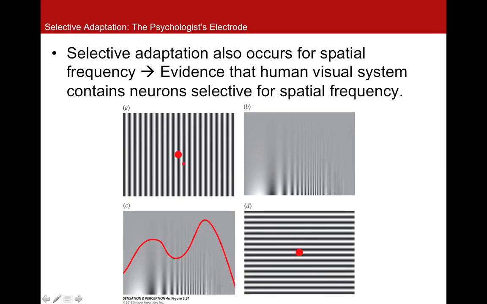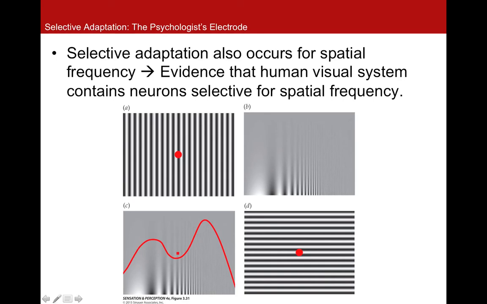Selective adaptation like this can also occur for spatial frequencies. Again, this is evidence that our visual system contains neurons that are selective for certain spatial frequencies. So basically you can do this again. You start by staring at this vertical grating for 30 to 60 seconds, and then you look at part B. Rather than the inverted U shape that it normally has, it should have a profile similar to the red line that you see in C.